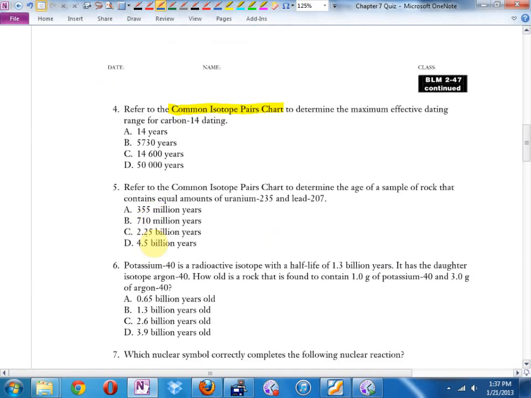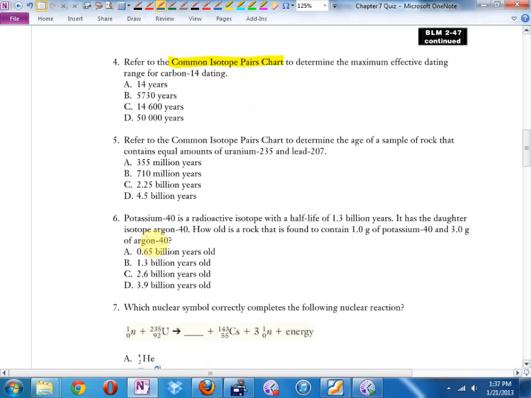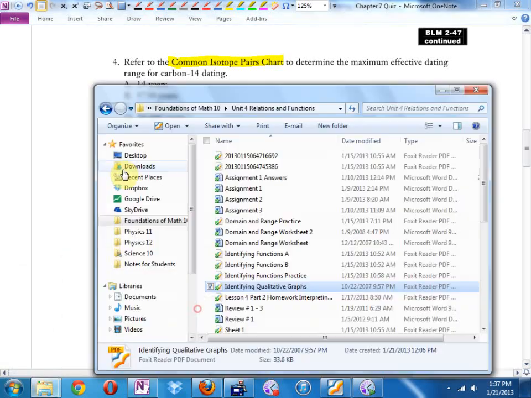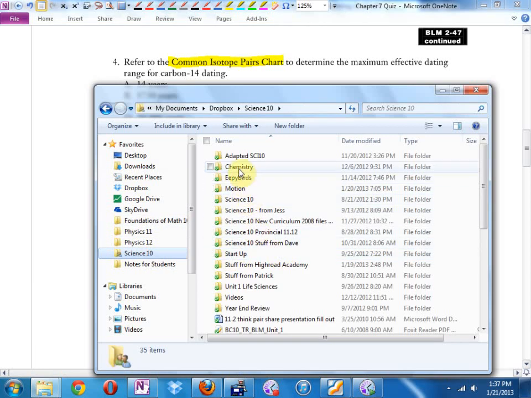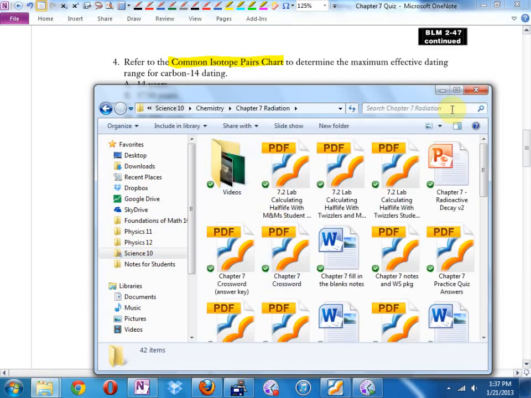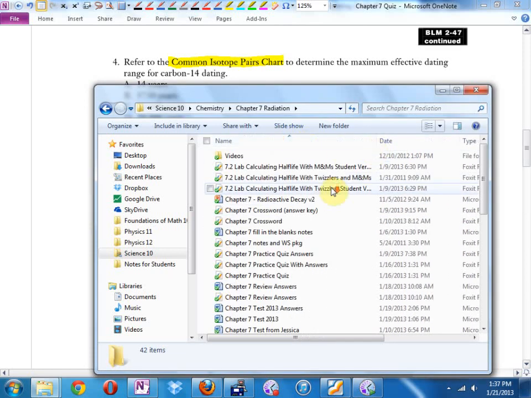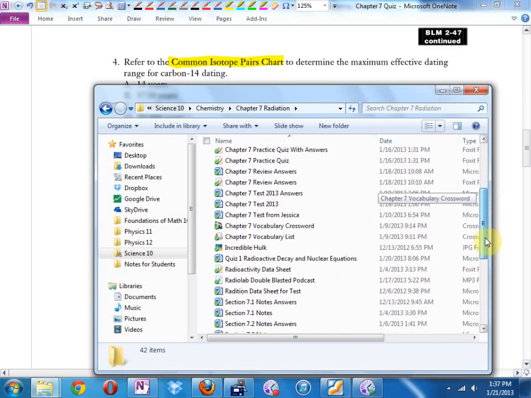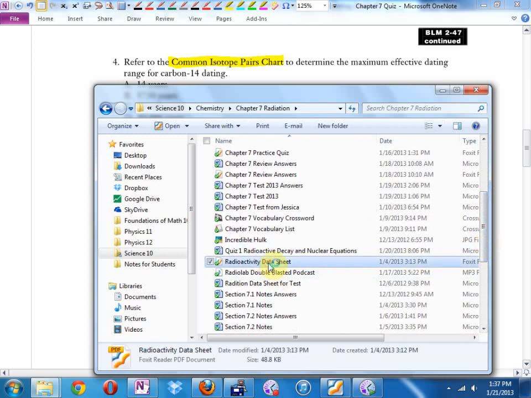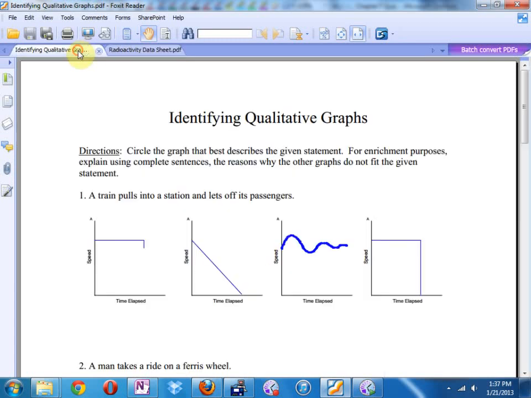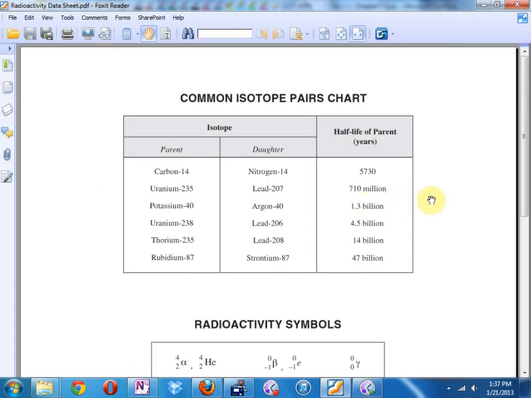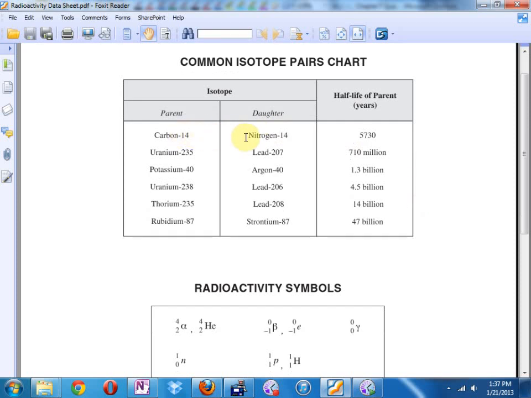Turn the page. Number 4 says, refer to the common isotope pairs chart. Let's go find that, Mr. Dewick. Science 10, radiation, details, let's do that. Where's my reference sheet, Mr. Dewick? I got it on here somewhere. Radioactivity data sheet. So here is my common isotope pairs chart. Carbon-14 decays into nitrogen-14 in 5,730 years. Half of it decays then. So now let's answer the question.